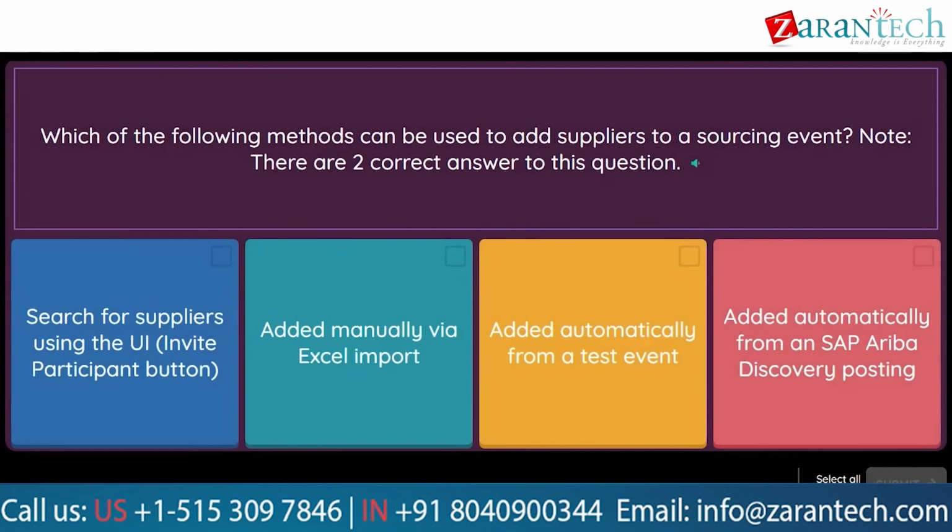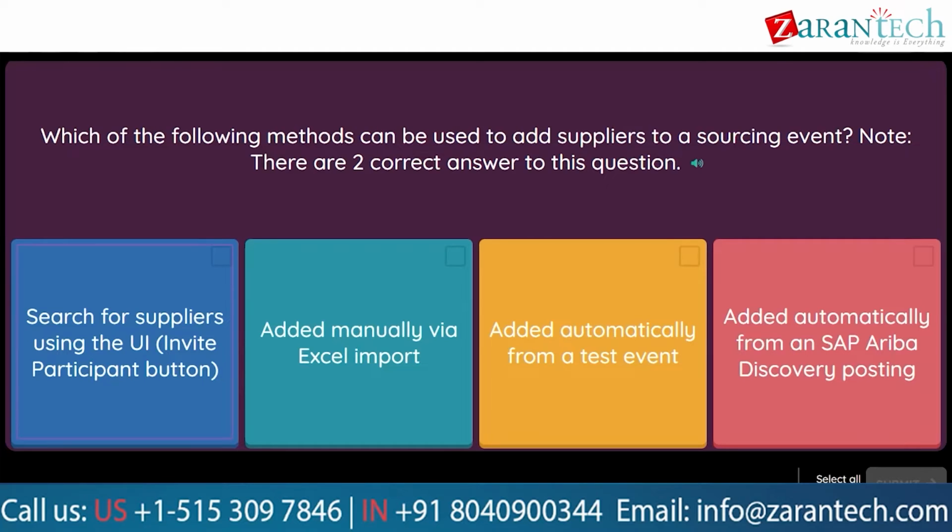Question: which of the following methods can be used to add suppliers to a sourcing event? Note, there are two correct answers to this question. Option 1: search for suppliers using the UI, invite participant button. Option 2: added manually via Excel import. Option 3: added automatically from a test event. Option 4: added automatically from an SAP Ariba Discovery posting.